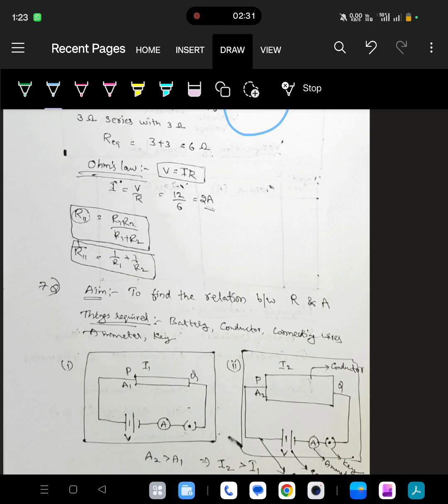Ohm's law. According to Ohm's law, V is equal to IR. From that I have to find the I value. I is equal to V by R, 12 by 6 is equal to 2 amps. The equivalent resistance formula when connected in parallel, that we mentioned before only. These two we have to mention. Next, seventh question.